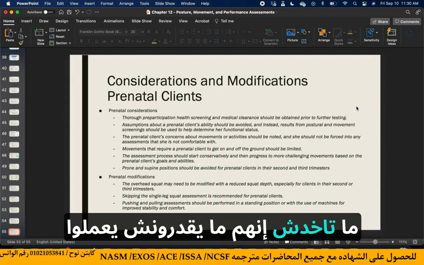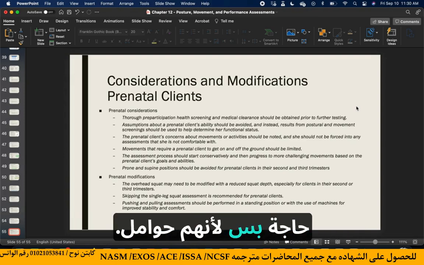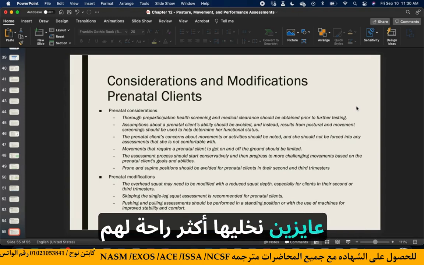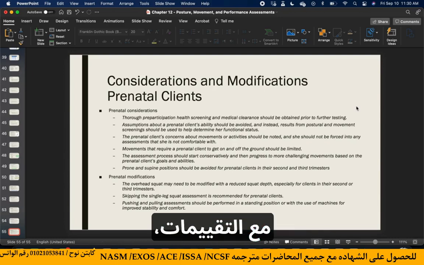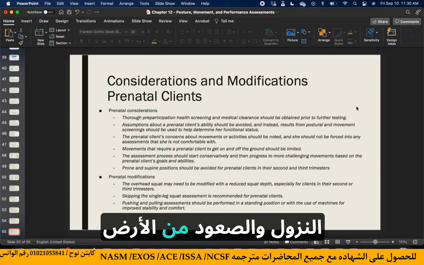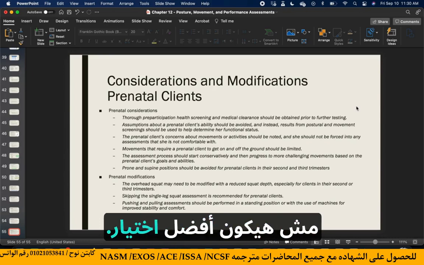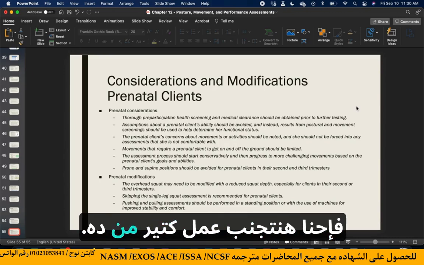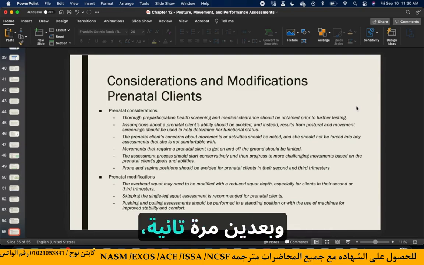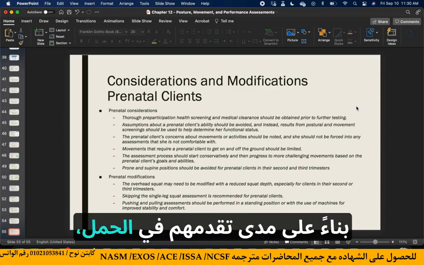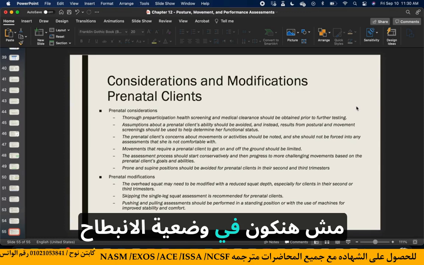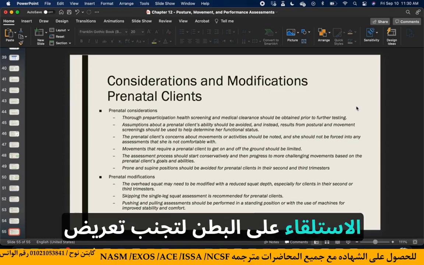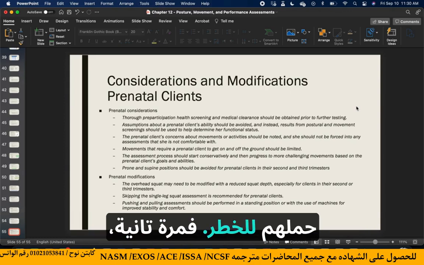Don't assume they can't do something just because they're pregnant, but understand that we want to make it more comfortable for them more than anything else. With the assessments, up and down off the ground is not going to be the best choice, so we're going to avoid a lot of that. Depending upon how far along they are, if they're in their second and third trimester, we're not going prone or supine. We're not going prone on the belly or supine on the back, to avoid compromising their pregnancy.